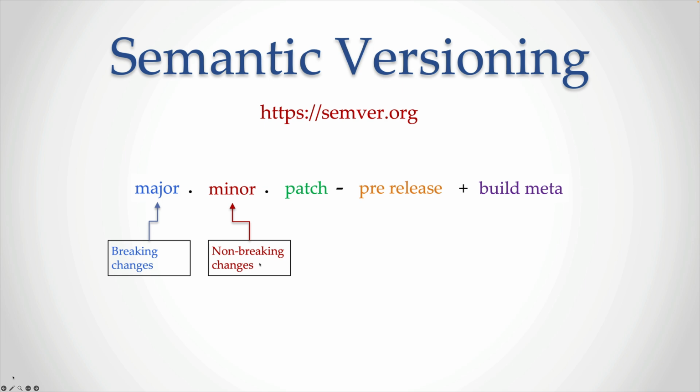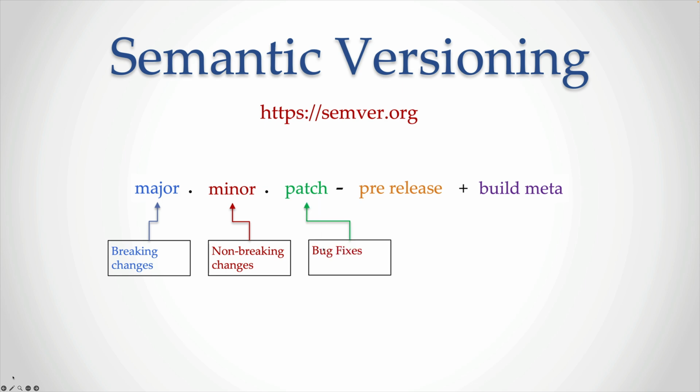Minor is for non-breaking changes. So let's say in my module, I added more functions, but I didn't change any of the existing ones. That's a non-breaking change. I just give you more features or something like that, but nothing changed. If, on the other hand, I changed the return type or parameter for some existing function, that's a breaking change. Or if I remove something completely, that's a breaking change. It means that you cannot use my module anymore. So I should signal that by increasing the major number.